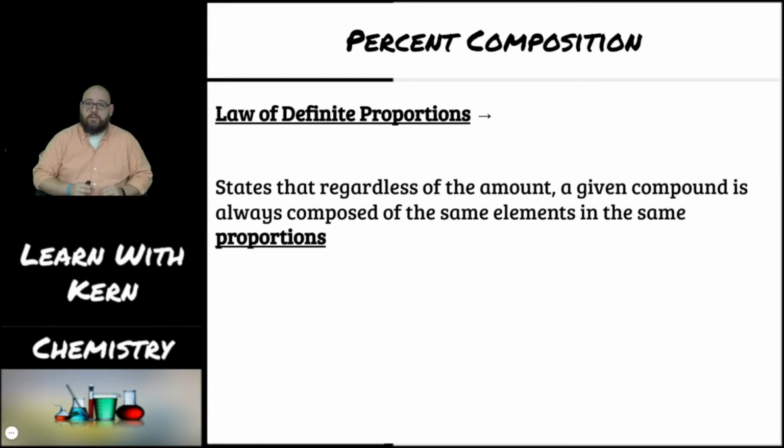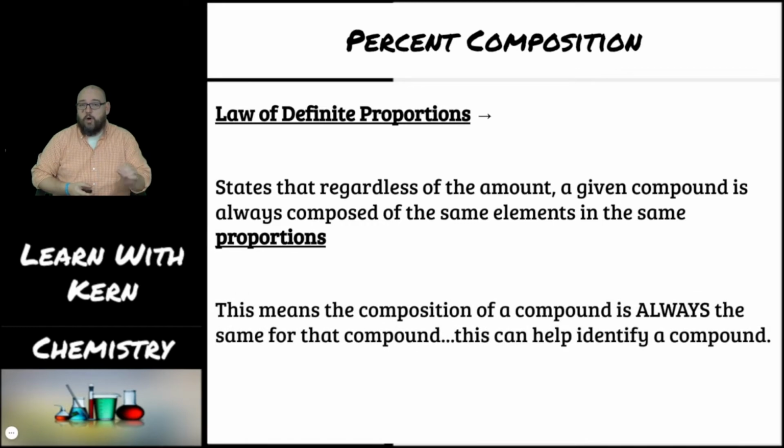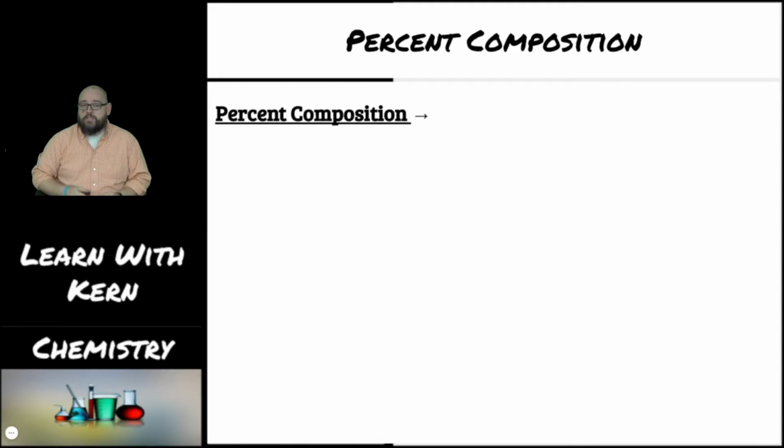So that's what the law of definite proportion tells you, is each compound has a defined proportion for the elements that are in it. And so that's what percent composition is all about. We can always figure out what a compound is if we know what it is made up of and in what proportion it's made up of. That's how we can identify unknown compounds. So if I find a sample of a compound and we do an analysis of what elements are in it and in what proportions, then we can figure out what compound we're dealing with. So that's what percent composition is.